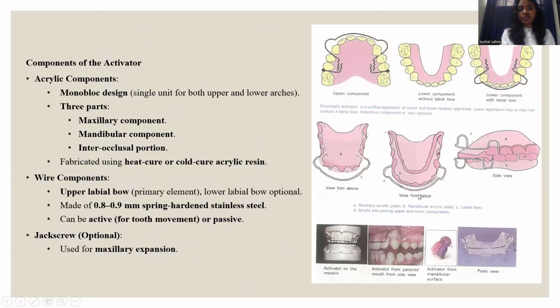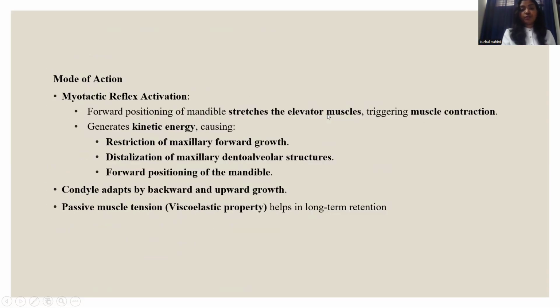So these are the components of an activator. It has a maxillary component, a mandibular component, and an intraocclusal component. It has a labial bow, and incorporation of an expansion screw can also be done, depending on the case, if we need expansion or not. The mode of action is myotactic reflex activation, restriction of mandibular growth, forward positioning of the mandible, and distalization of the molars.